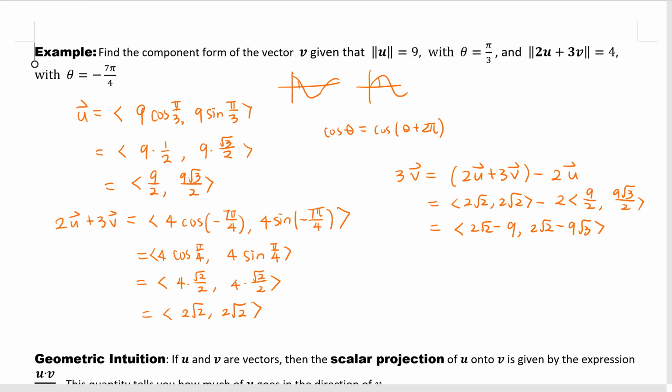Okay, so what is v? We can divide it by 3. So we have 2 √2 minus 9 divided by 3, and 2 √2 minus 9 √3 divided by 3. So this is the component form of v.